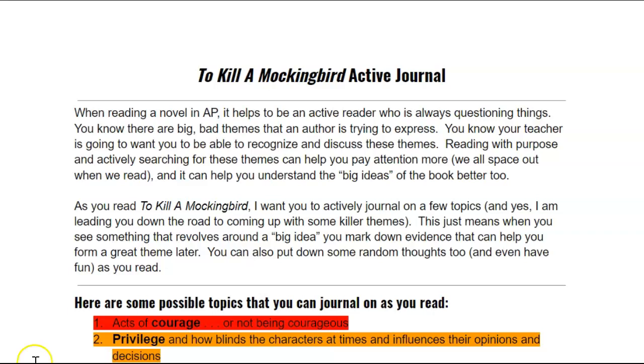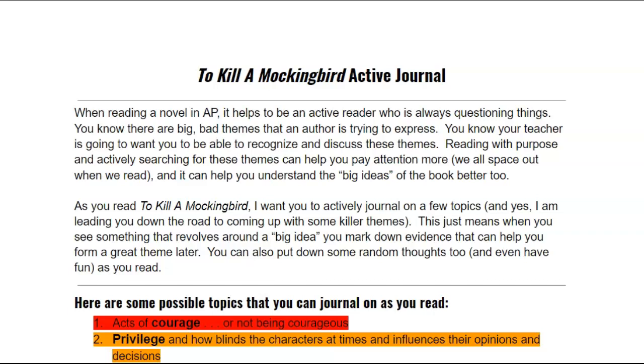Hello. As you read To Kill a Mockingbird, you are going to be working on this To Kill a Mockingbird active journal. How you should approach this is, after reading a chapter, you should go to your journal and jot down some notes. Now, it's not just going to be any notes. I don't just want you to put plot points. I want you to have a specific focus. So that's what I'm going to talk about so you know exactly how this journal is supposed to be set up.